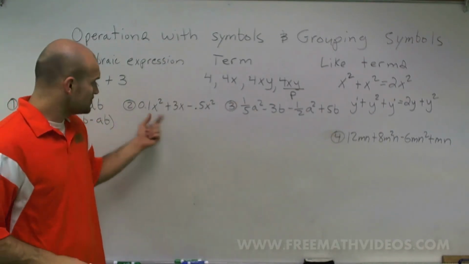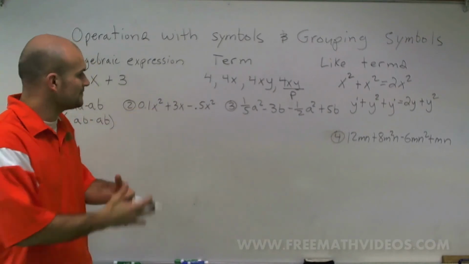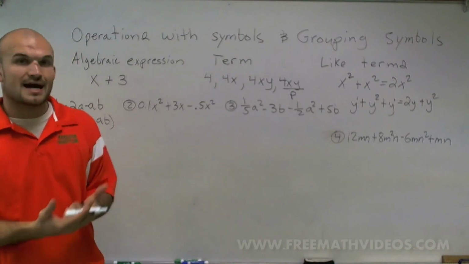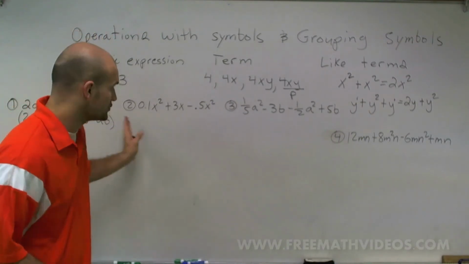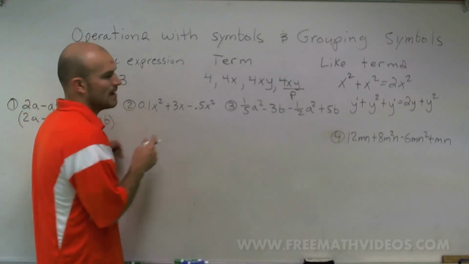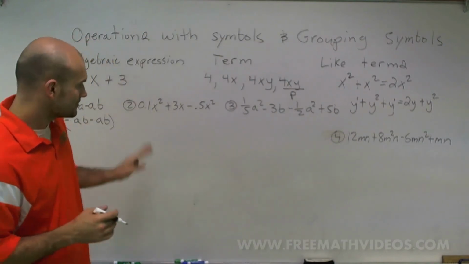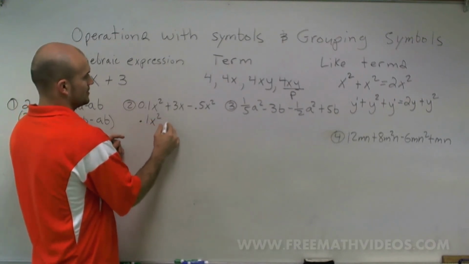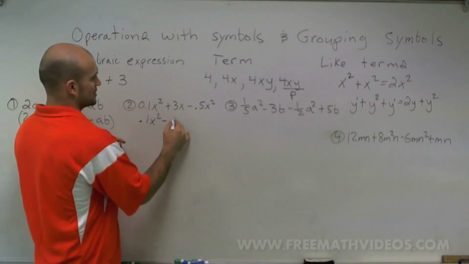For number 2, you can see I have decimal points. If you have trouble with your decimal points, you might want to realign them, multiply them by 10 so that you get rid of the decimal point, or just make sure when you're adding that you add up the decimal points. And again, I would rearrange these so I have my 2 points next to each other.